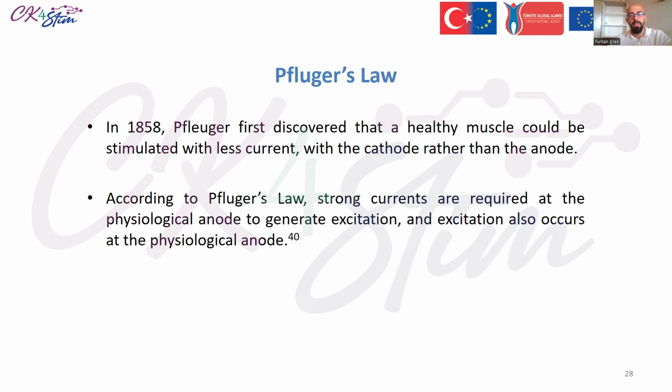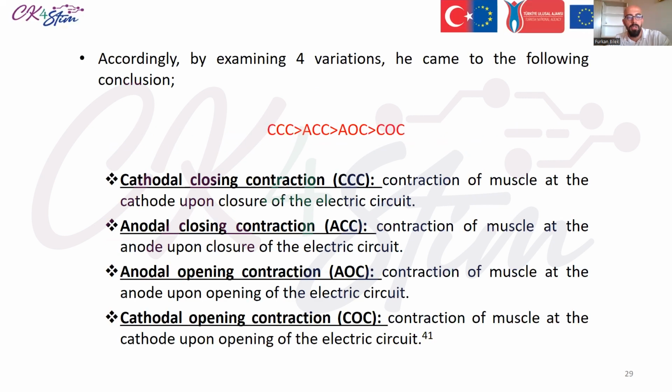Pflüger first discovered that healthy muscles could be stimulated with less current with the cathode rather than the anode. According to Pflüger's law, strong currents are required at the physiological anode to generate excitation, and excitation also occurs at the physiological anode. Accordingly, by examining four variations, he came to the following conclusion, like this.